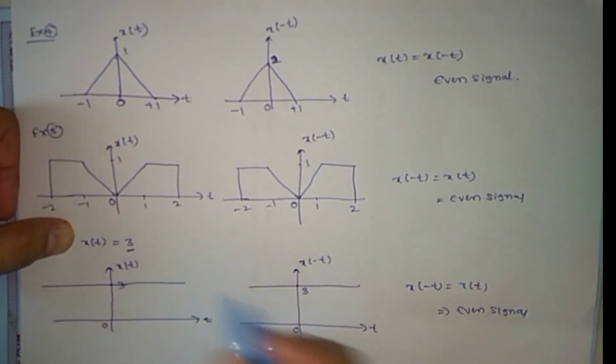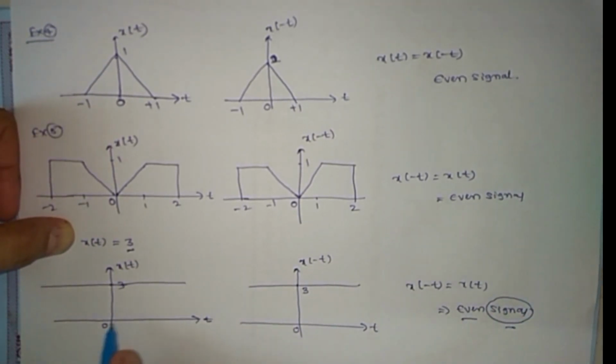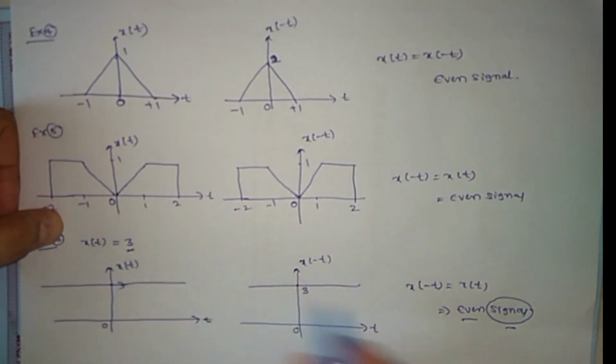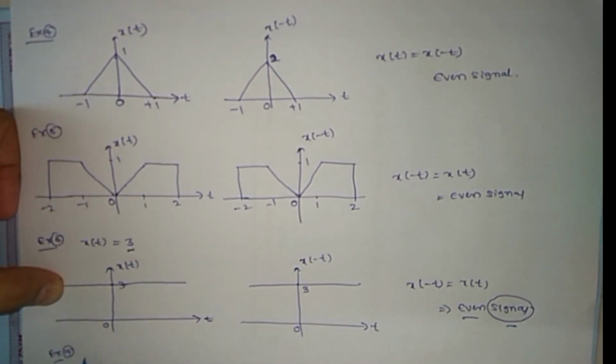Don't look at the number, okay? In terms of the subject of signals and systems, this x of t equal to 3 is an even signal only. Example 7, if you have x of t equal to 2, a constant, this is also an even signal only, because 2 is a constant line from minus infinity to plus infinity. Let us see the 8th example.